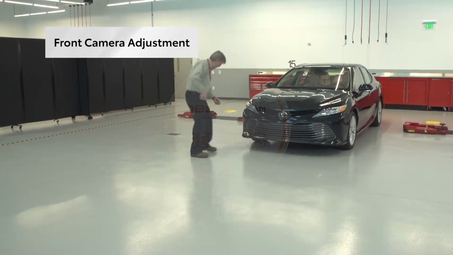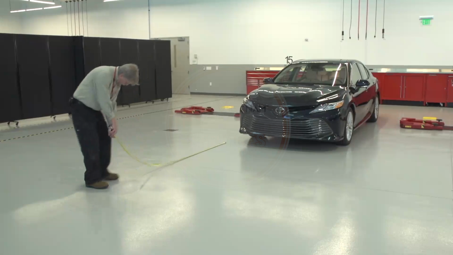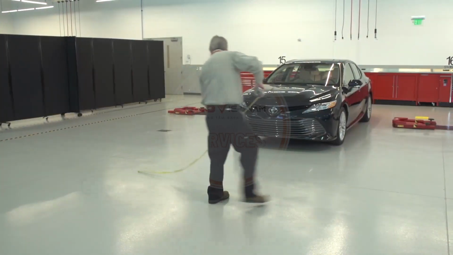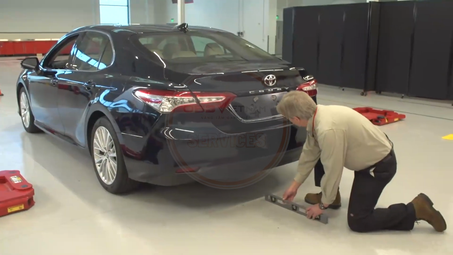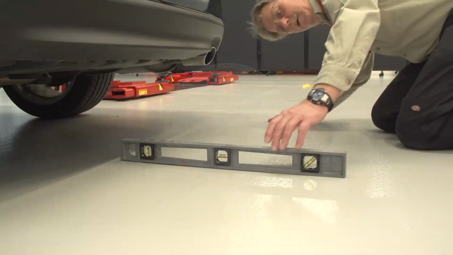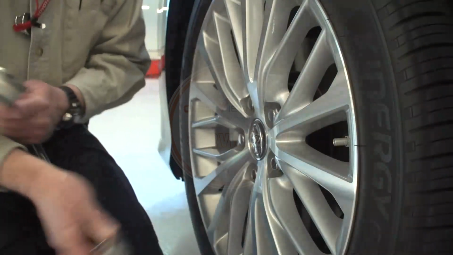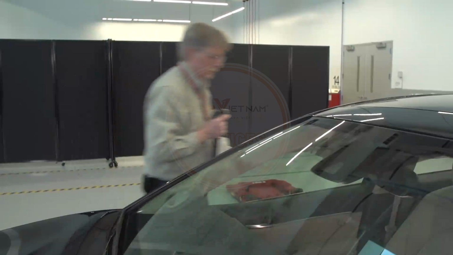To begin the procedure, position the car in the shop with an area at least 3 meters by 3 meters in front of the car. Ensure that the area is clear of any objects or obstructions. Make sure that the area where the car is parked is flat and level. Adjust the tire inflation pressure to the specified pressure. Make sure to clean the windshield, as any dirt or grime can cause difficulties with the calibration.